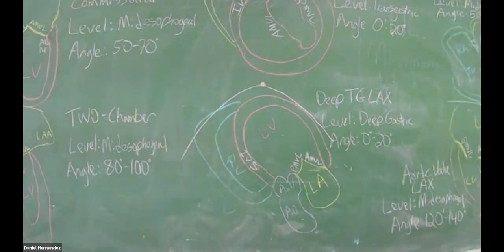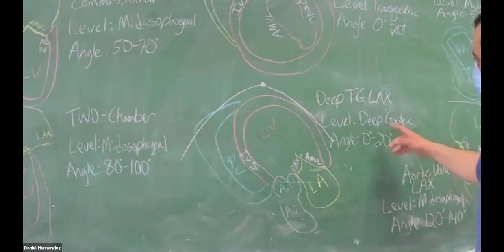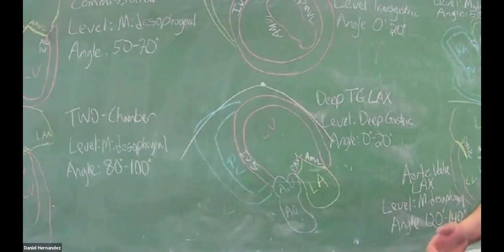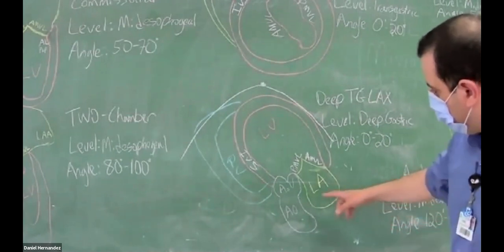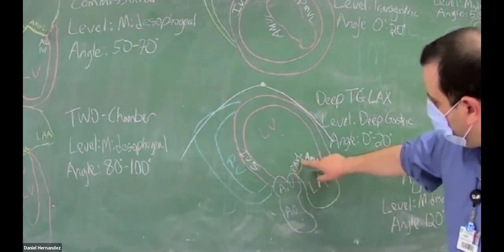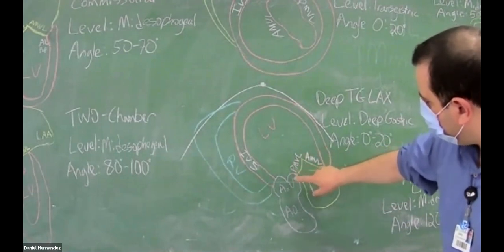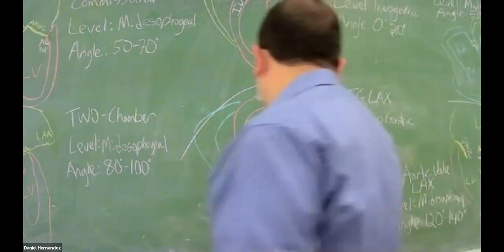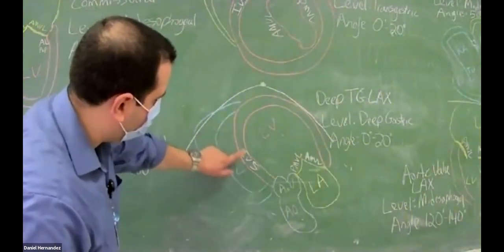So for the deep gastric long axis view, we're extending deeper into the stomach, advancing the camera further. The transgastric long axis view, the deep gastric view, has an angle of 0 to 20 degrees. In this one, we visualize the aorta, the aortic valve, left atria. We can see our posterior mitral valve leaflet, anterior mitral valve leaflet, and a segment of the right ventricle as well. This is the interventricular septum.